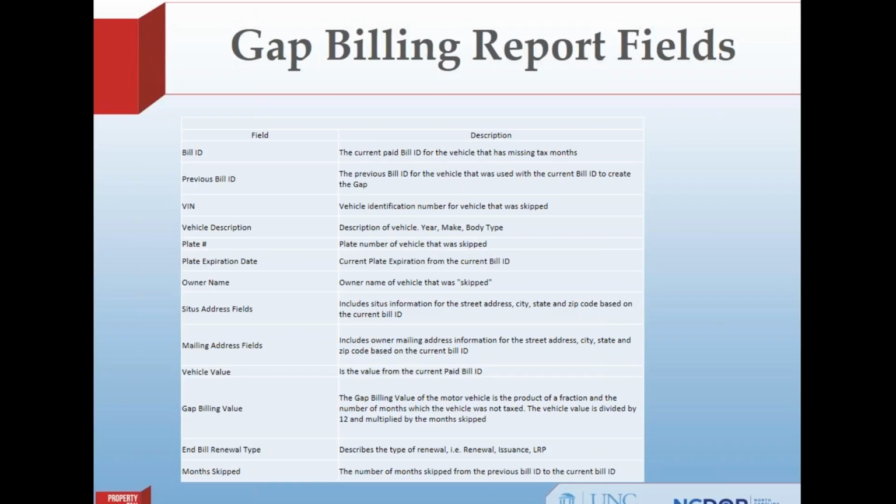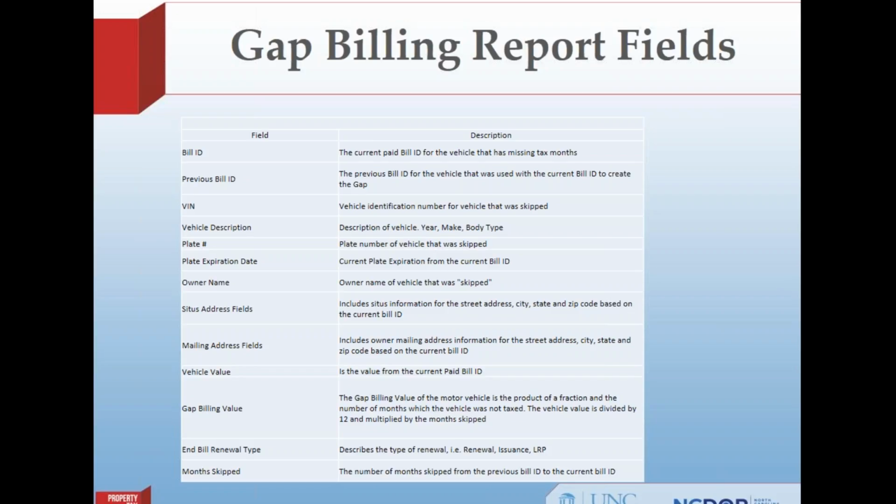Okay, so you're going to have different kinds of gaps. You're going to have more than 12 months. You're going to have less than 12 months. So when you're looking at the report and the citizen says, hey, why do you charge me for this? You can actually show them on the report and pick the two abstracts out in the system that created the gap.